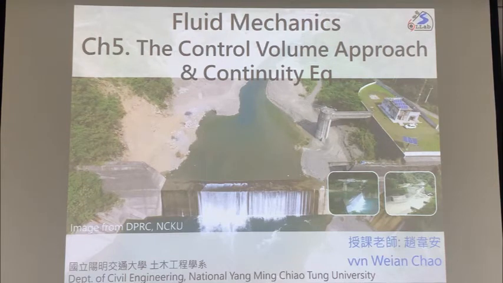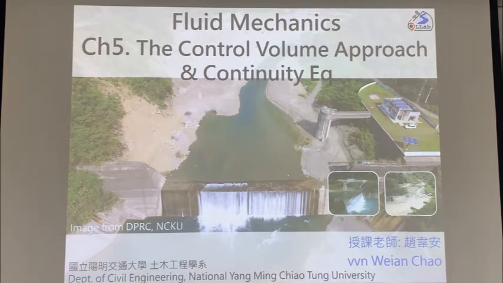Okay, so today we move to chapter 5, and as you see, in chapter 5 we have two topics. The first one is the control volume approach, and the second is the continuity equation. The control volume approach is very famous for engineers who analyze systems with some physical property changes.